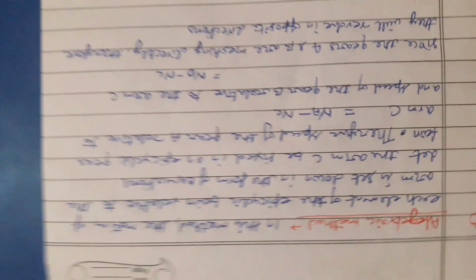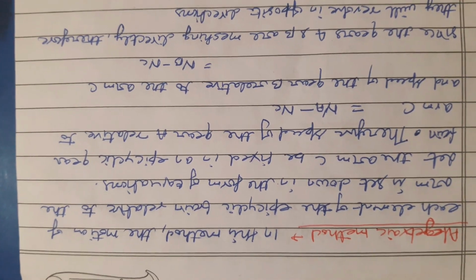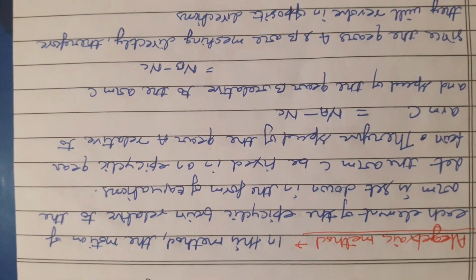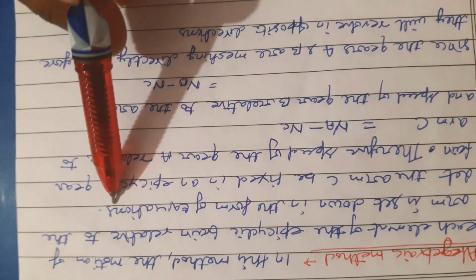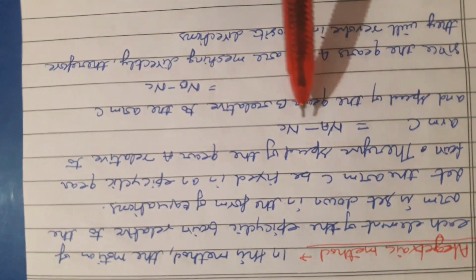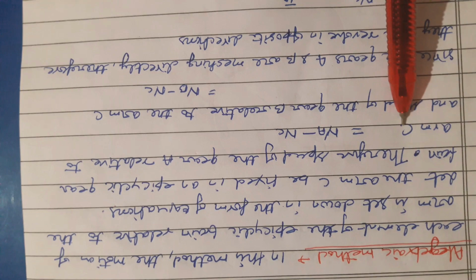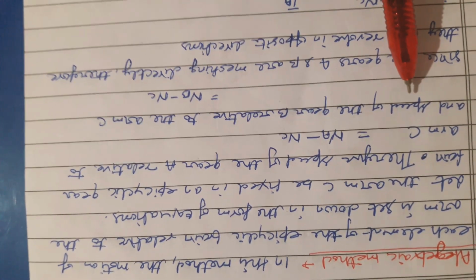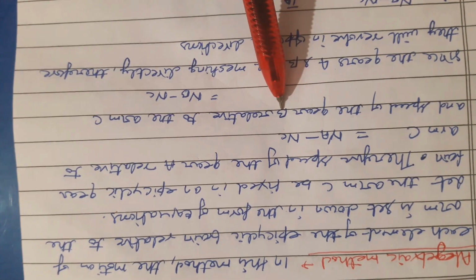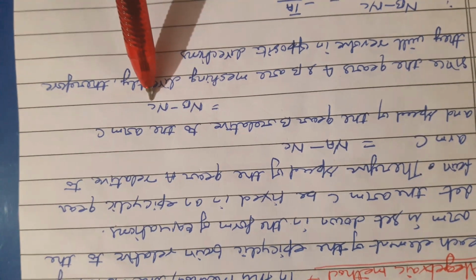Now we are going for the algebraic method. In this method, the motion of each element of the epicyclic train relative to the arm is set down in the form of equations. Therefore, the speed of gear A relative to arm C is equal to Na minus Nc. Now the speed of gear B relative to arm C will be Nb minus Nc.